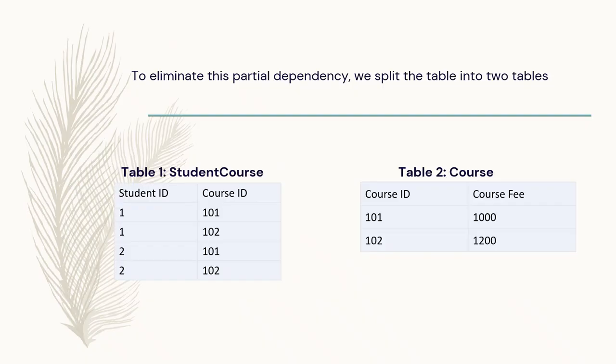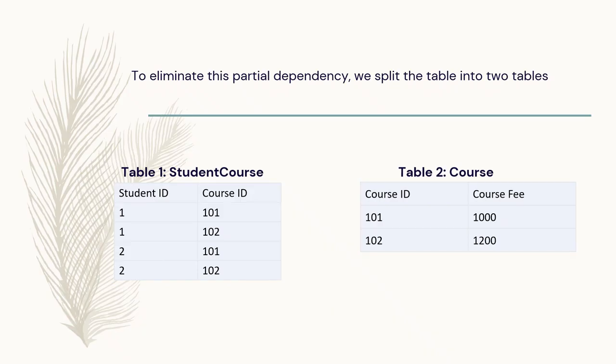Let's see how to eliminate this partial dependency. We split the student table into two tables, that is student course table and course table. Student course table contains only student ID and course ID, and course table contains course ID and course P. Now both tables are in second normal form because there are no partial dependencies.